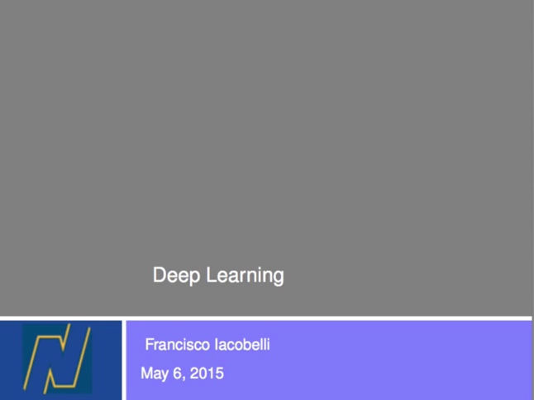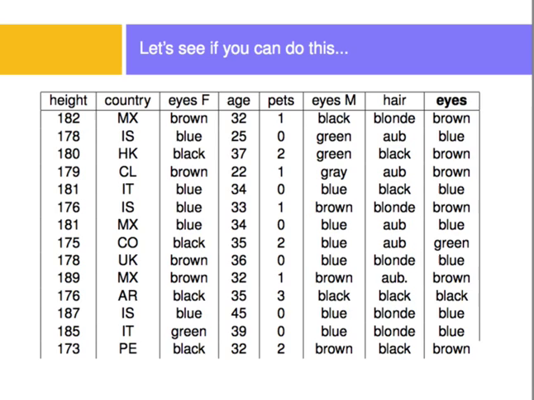Let's go with first a little bit of machine learning. Say, for example, I have the following data set. Each one of these rows corresponds to a person, characteristics of a person. So for example, the first person is 182 centimeters tall, comes from Mexico. The eyes of the father are brown. The age is 32. Has one pet. The eyes of the mother are black. The hair is blonde. And his or her eyes are brown. Okay? And in the same way, we have about 14 people.